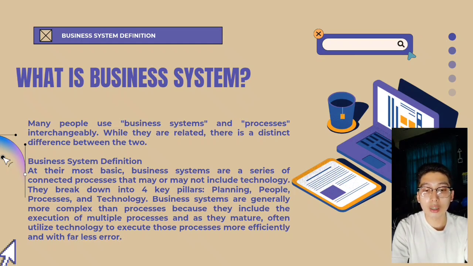The easiest way to understand how they work together but are different is by looking at the individual processes you and your team are executing to see how they are part of a series of processes that form a more complex system.